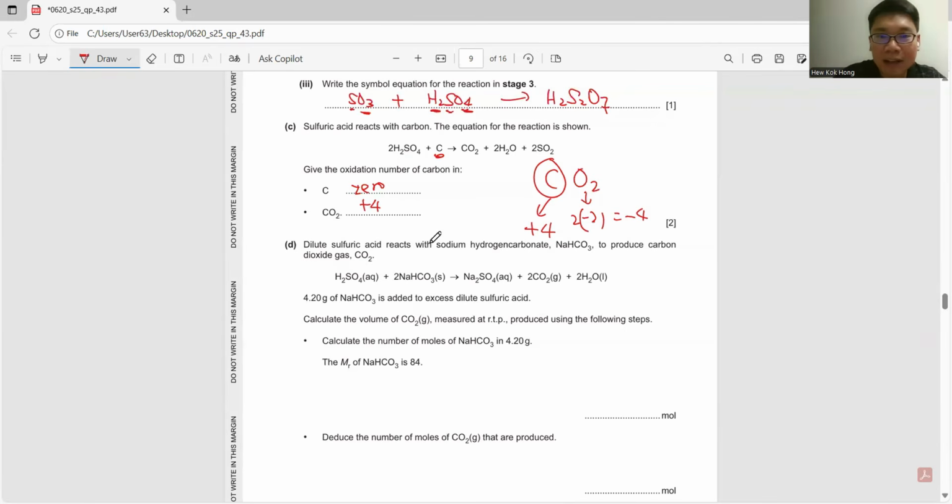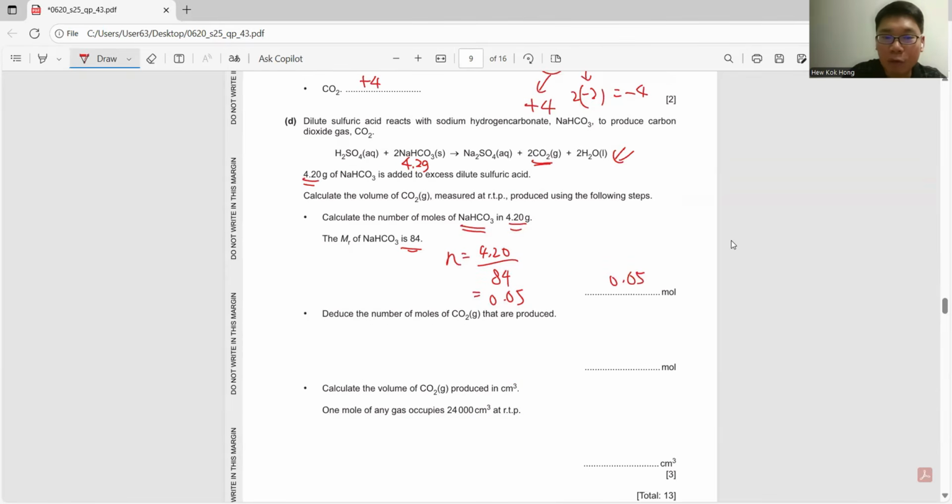Question D. Dilute sulfuric acid reacts with sodium hydrogen carbonate to produce carbon dioxide as shown in this equation. They give you 4.2 grams. This is added to excess dilute sulfuric acid. Calculate the volume of carbon dioxide measured at RTP. First step, calculate the number of moles of NaHCO3 in 4.2 grams. They give you the molecular mass. To find the mole, it's just mass divided by molecular mass. So you get 0.05.